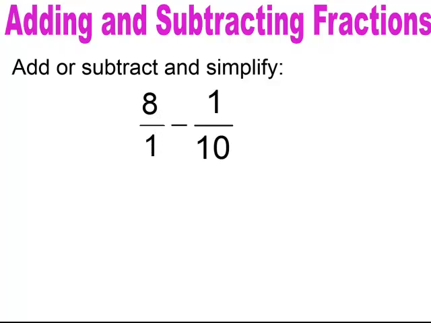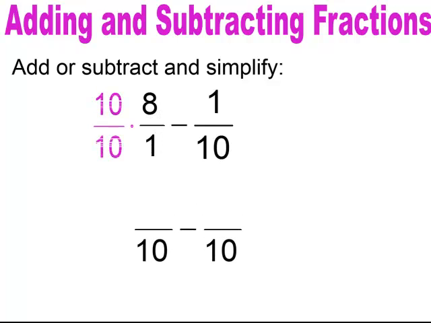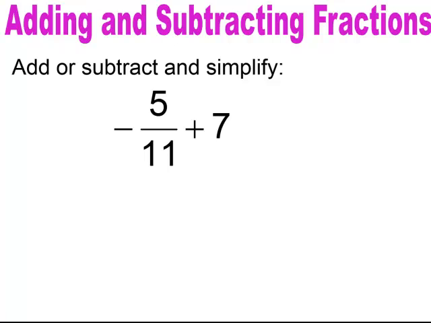So again, I'd like to put that over 1. I'm getting a denominator of 10, so I have to convert the 8 over 1, so it's 80 over 10, and then I just bring down the numerator, which is 1, and I do the subtraction here. So my answer would be 79 over 10. Pause and try.